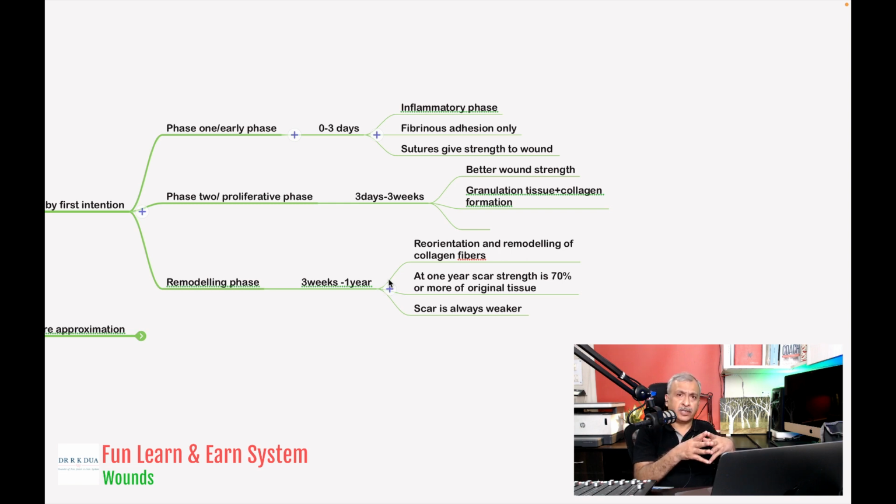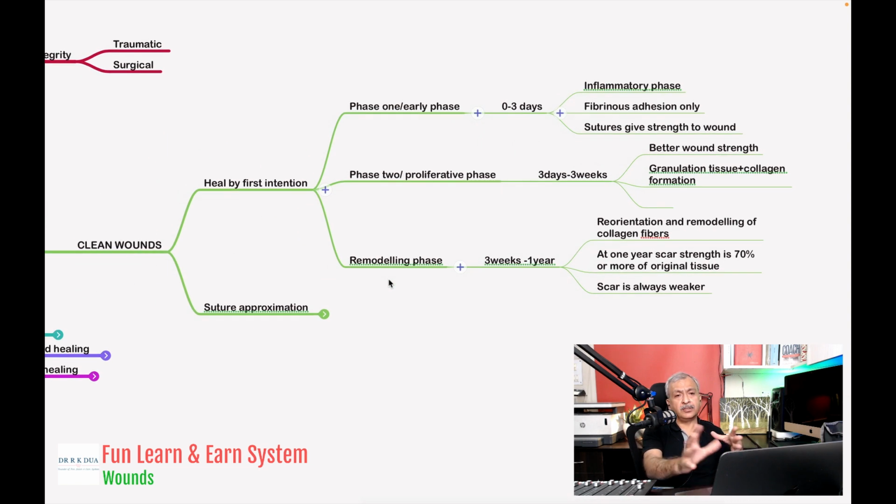So at the end of 1 year, what exactly is the strength of the wound? It is almost 70 to 75% of the original strength of the tissue before any trauma or incision. That means scar tissue is always weaker than the normal healthy tissue. So these are the various phases of how the wound heals. First is the phase of inflammation, then granulation, and then the modeling and remodeling of the scar tissue.